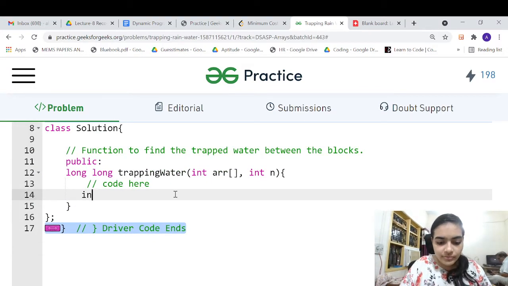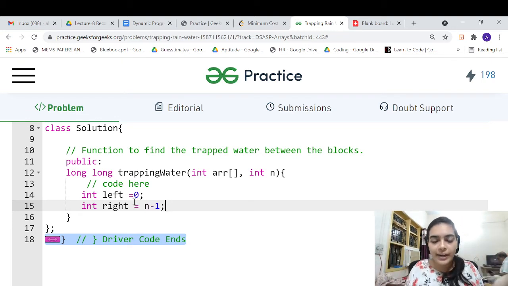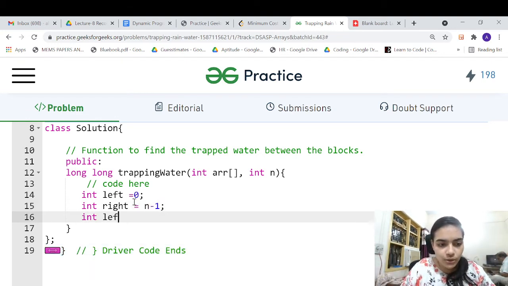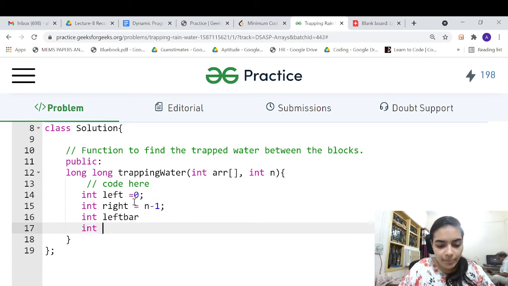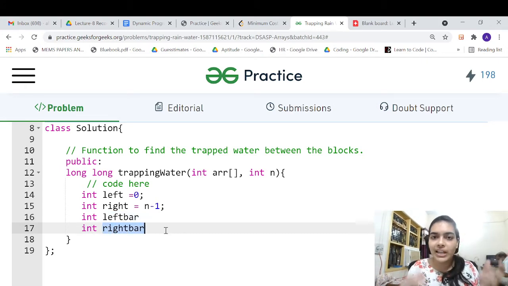So what you have to do, you have to declare 2 pointers, right? Int left and int right. Where will the left pointer start? It will start at 0. And where will the right pointer start? It will start at n minus 1. Just the left and the right bars. Okay, and we have to take 2 bars, right? Left bar and right bar. From the left side, if any bar is limiting, it will be the left bar. If from the right side it is limiting, it will be the right bar.